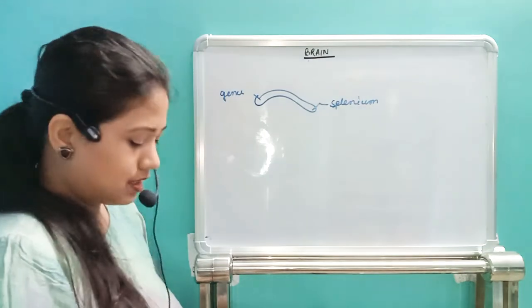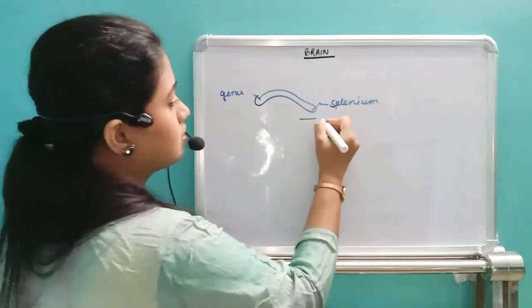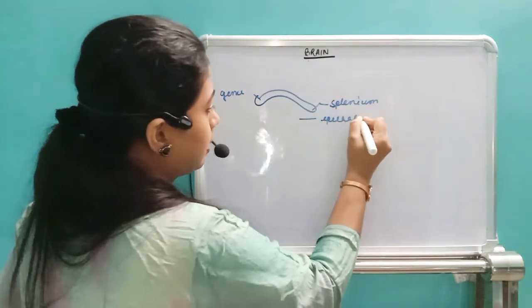So this is the diencephalon. The diencephalon is divided into three parts. What are they? First part, this is called the epithalamus.